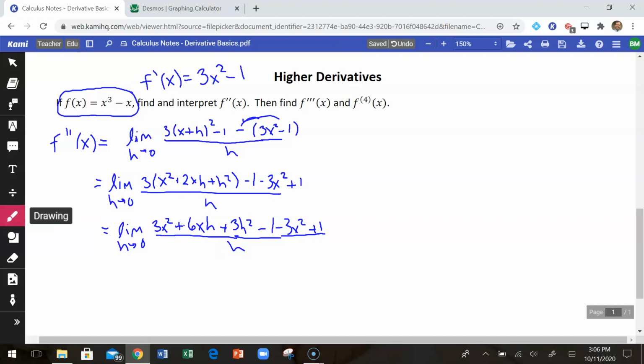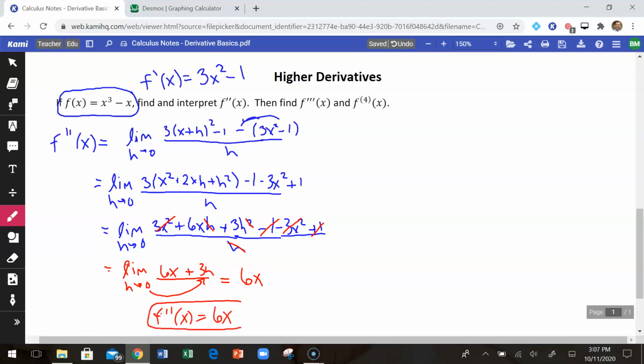Now I can go through and cancel some stuff. 3x squared minus 3x squared and minus 1 and plus 1. Those will all cancel. I can then cancel an h from each of those terms with the h on the bottom, which means we have the limit as h approaches 0 of 6x plus 3h. And I can evaluate by plugging in 0 for h, which means I just end up with 6x. So f double prime, my second derivative of x, is just 6x.